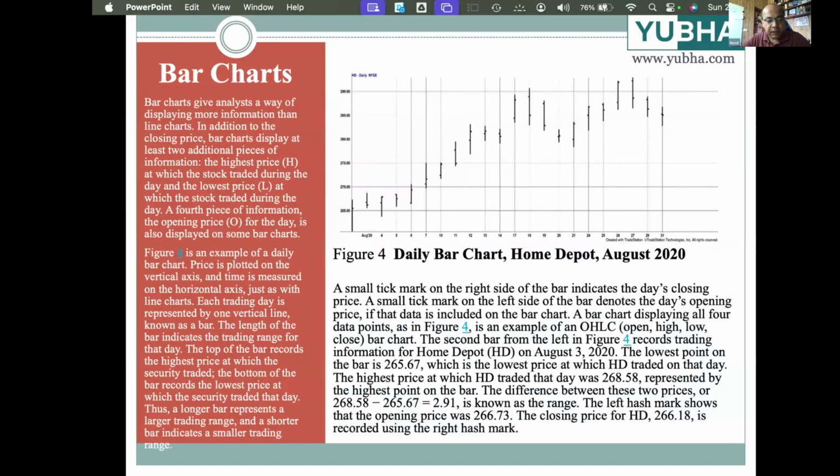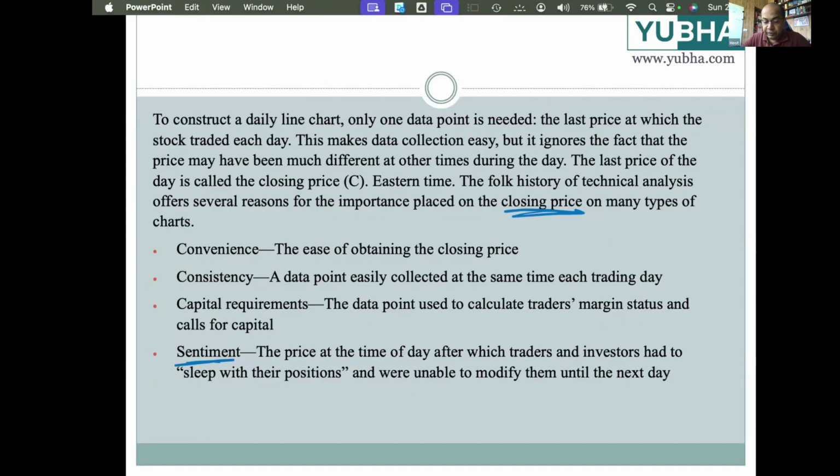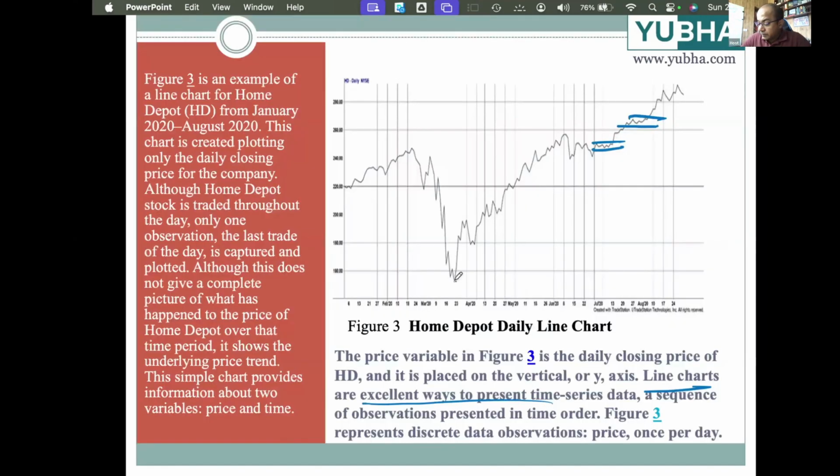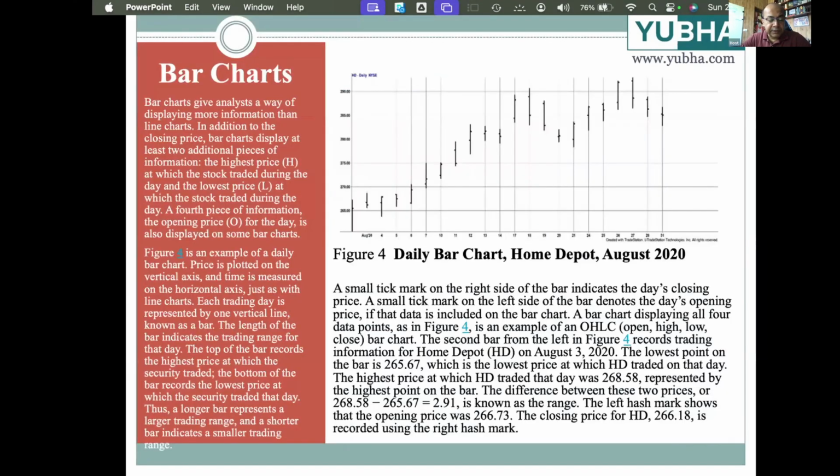The next type is something called a bar chart. Till now, what we've seen is a single point each day. This is where the price closed. You don't know how much the price moved on a particular day, and that is something the bar chart will tell you.